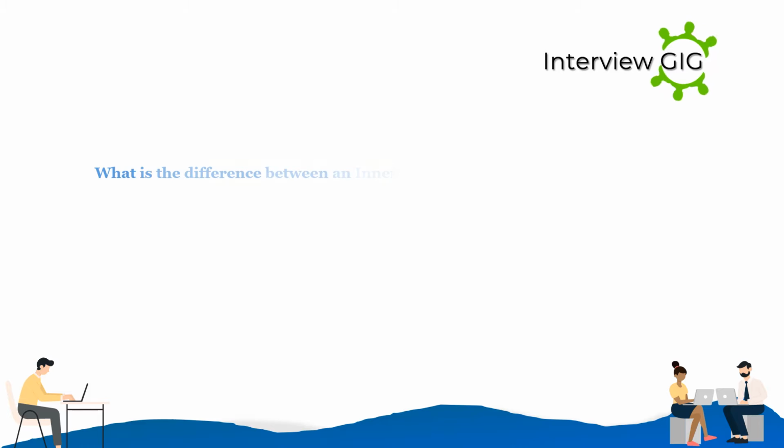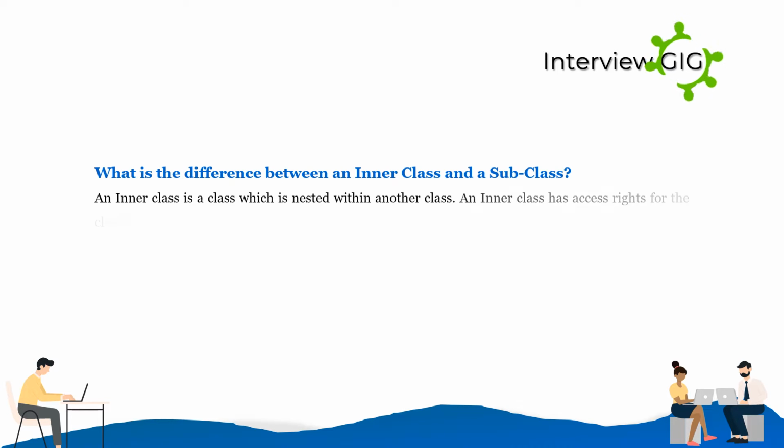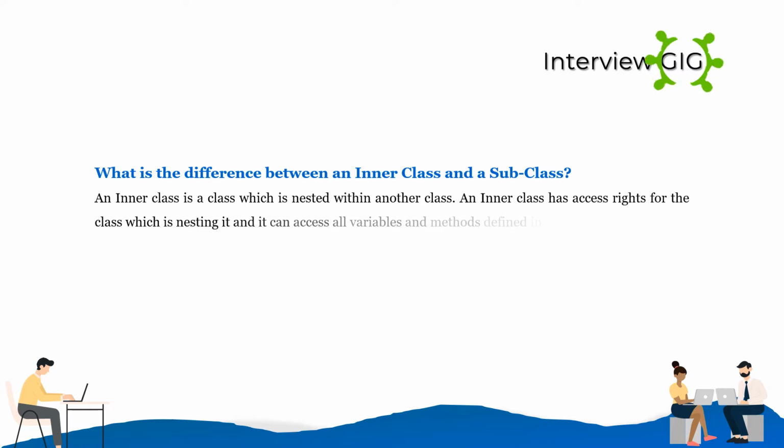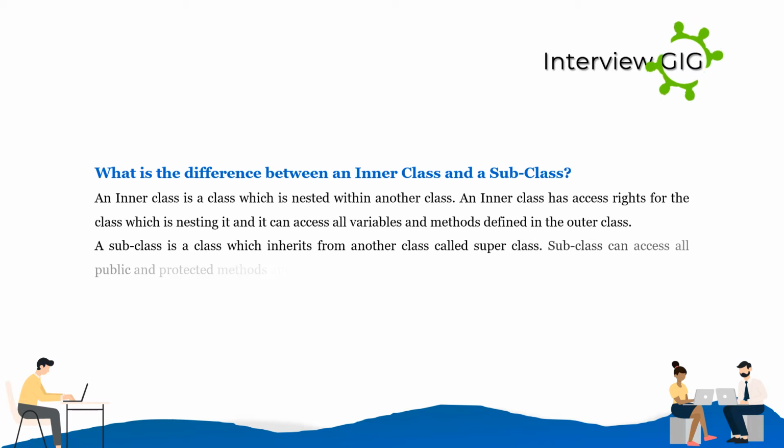What is the difference between an inner class and a subclass? An inner class is a class which is nested within another class. An inner class has access rights to the class which is nesting it, and it can access all variables and methods defined in the outer class. A subclass is a class which inherits from another class called the superclass. A subclass can access all public and protected methods and fields of its superclass.